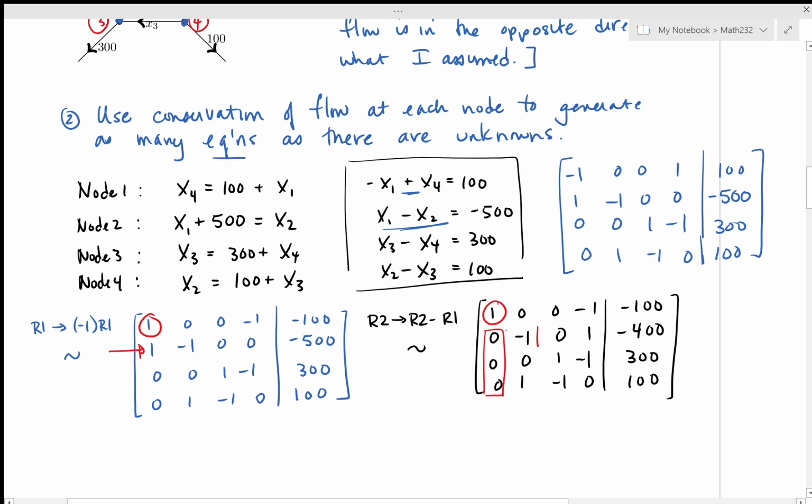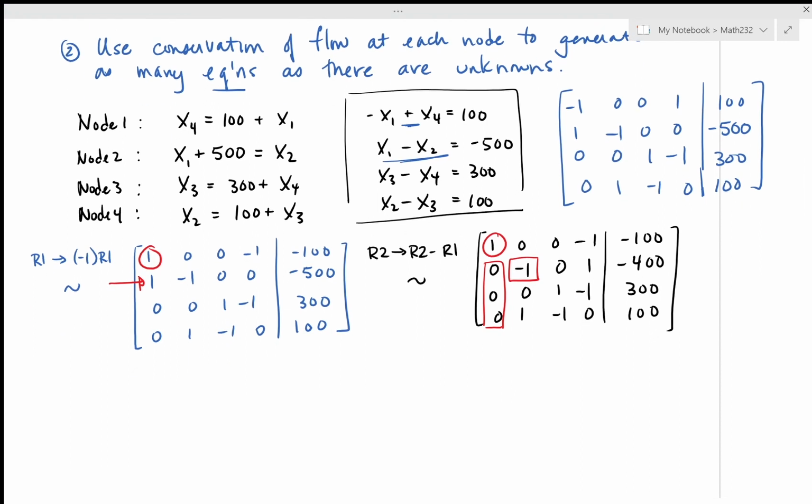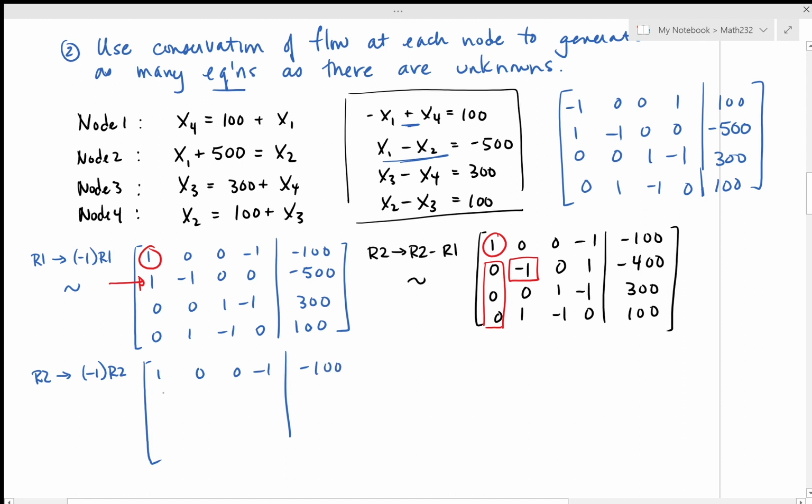And now I'm going to focus here. I want this to be a leading one, so I'm just going to multiply row 2 by minus 1. Okay, so I'll write down what I'm doing. I am taking row 2 and I am replacing it with minus 1 times row 2. Row 1 is unchanged during this, and in row 2, every entry is the negative of what it previously was.